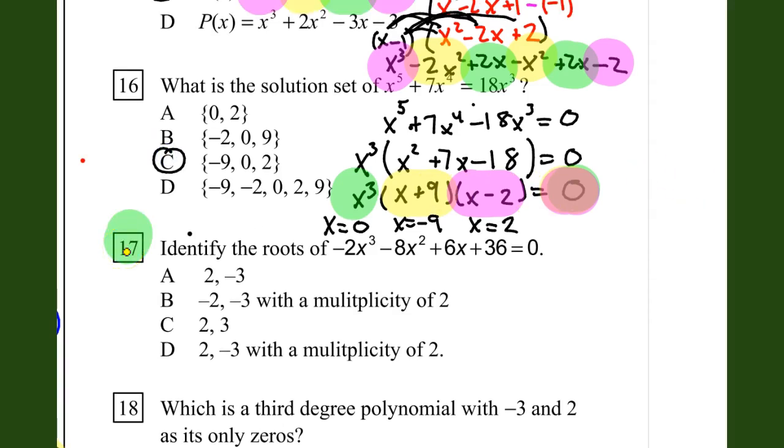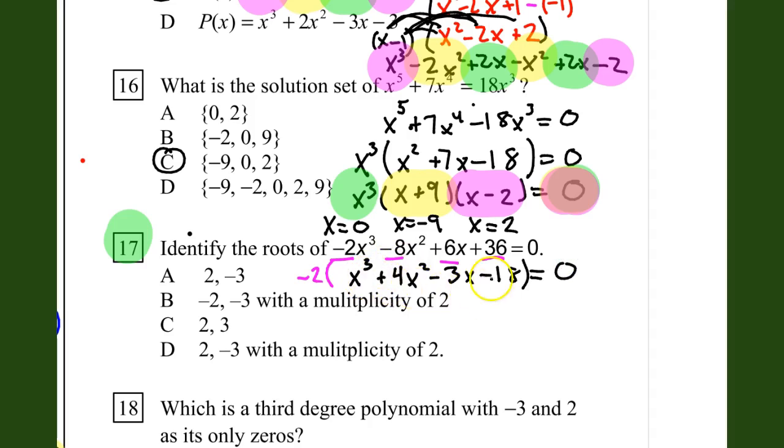For number 17, first I can see that each of those coefficients has a factor of 2 in it. So the first thing I'm going to do is factor out a negative 2. That'll make these numbers a little bit easier to work with. So we'll have x cubed, and then plus 4x squared, and then minus 3x, and then minus 18.